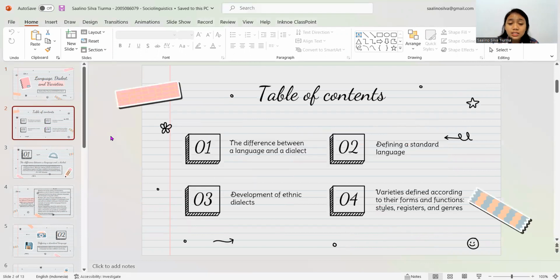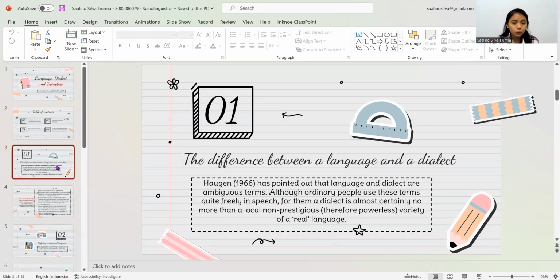So this is the table of contents that I want to explain. The first one is the difference between a language and a dialect. Second is defining a standard language. The third, development of ethnic dialect. And the last is varieties. Okay, so the first one is the difference between a language and a dialect.